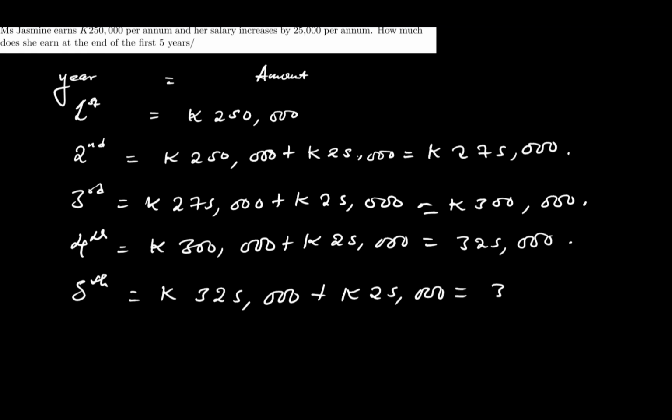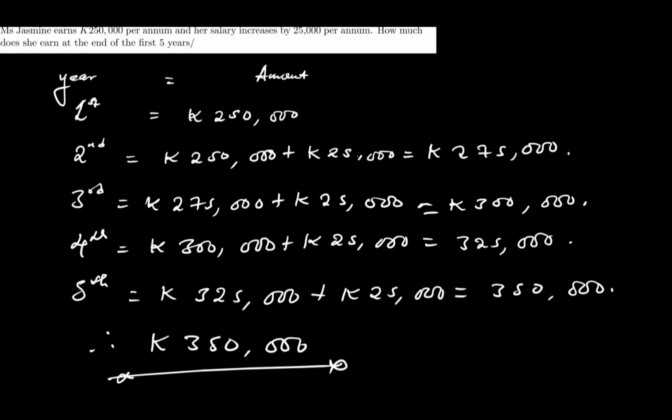And finally, in our fifth year, the person will have 325,000 plus the increment, which is 25,000, which will basically give her 350,000 kwacha. So how much does she earn at the end of the first 5 years? She will earn about 350,000 kwacha. That's the amount of money she will earn. All right, let's look at the last example.